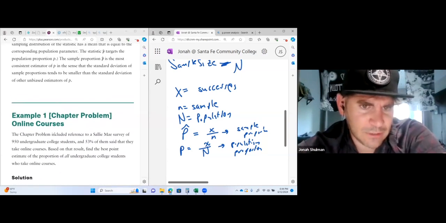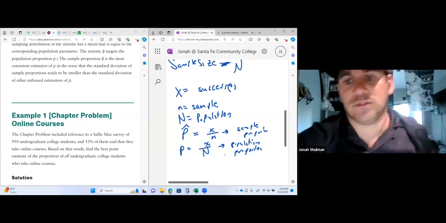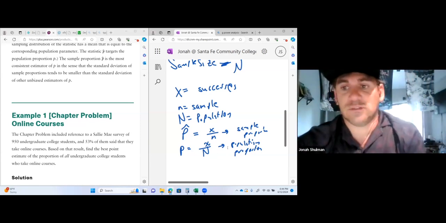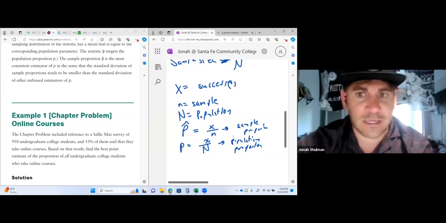Sweet, so we get an example. The chapter problem included reference to a Sallie Mae survey of 950 undergraduate students. 53% of them said that they take online courses. Based on the result, find the best point estimate of the proportion of all undergraduate students who take online courses. So we're going to use the sample. Why the sample? Because it's a better choice and should not have bias.